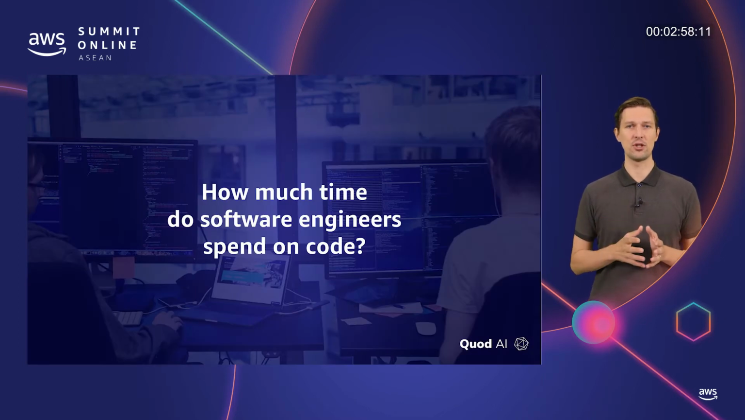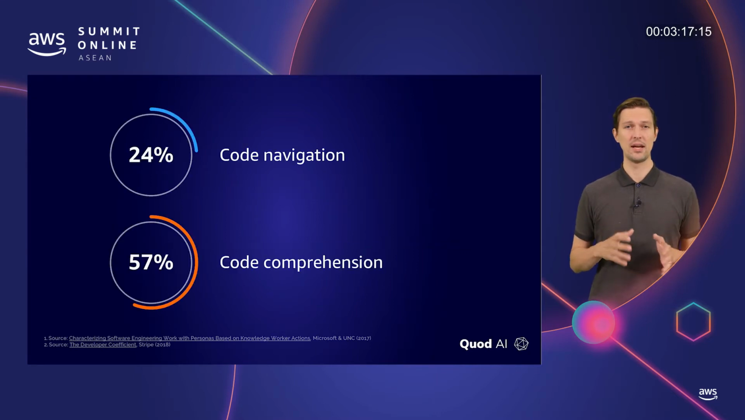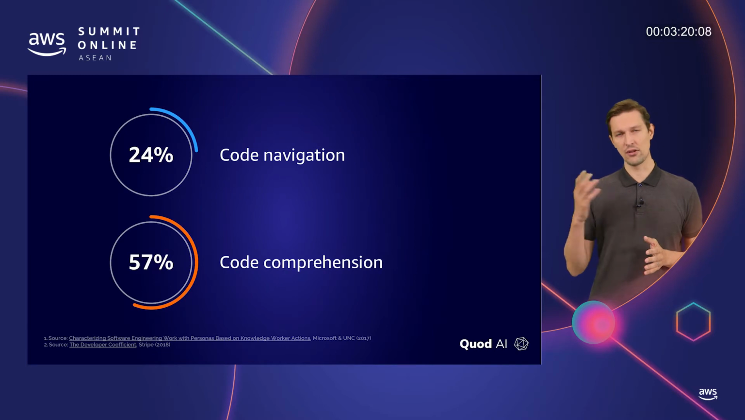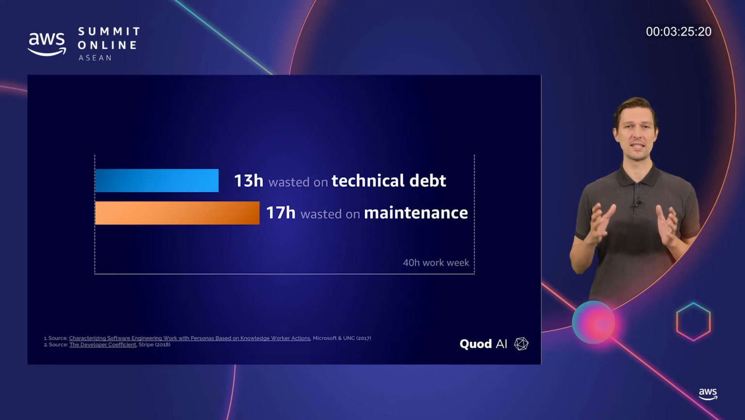And if you think that these questions are not critical and it's just nice to have the answers to them, let me ask you a question. How much time do you think software engineers spend on code? According to the studies from Microsoft, Stripe, and SMU, software engineers spend from 5 to 28% of their time coding. Big contributors are code comprehension, reading code and documentation, and navigation through code. Engineers waste 13 hours per week on technical debt and 17 hours per week on code maintenance, inefficient code, errors, and debugging. Together, it almost results in 4 working days.